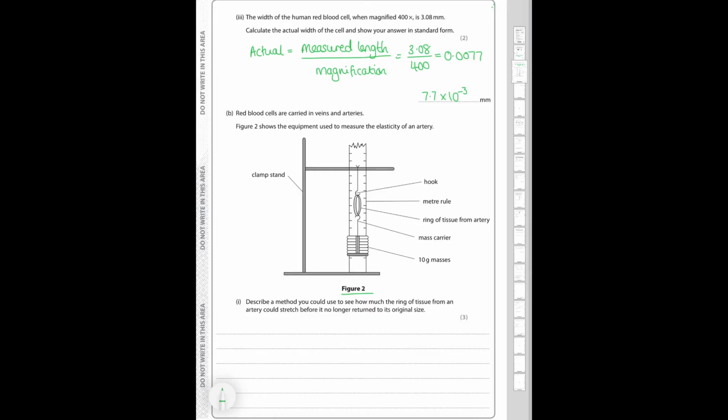So to do this investigation then, first of all, we are going to have to take the initial length of the artery. So we need to measure the length of the artery before we do anything. We would then add a 10-gram mass. We would remove the mass and measure the length again, and we would repeat this process until the tissue no longer returns to its original size.